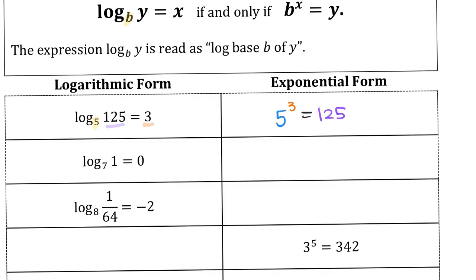Okay, log base 7 of 1 equals 0. The base is always the small little number. So when I rewrite it, it's a base of 7. It always equals the exponent, so this is my exponent, because logarithms are exponents. And the argument is what my exponential equation is going to equal. So 7 to the 0 equals 1. If they're numbers, when I check at the end, it should make a true statement.